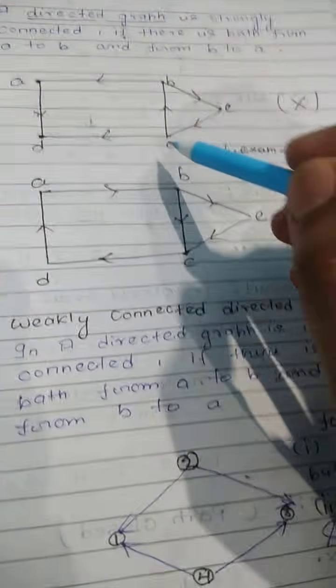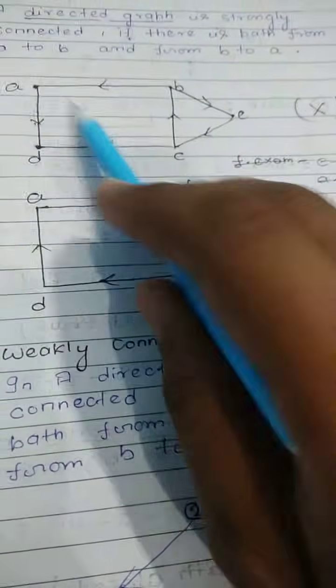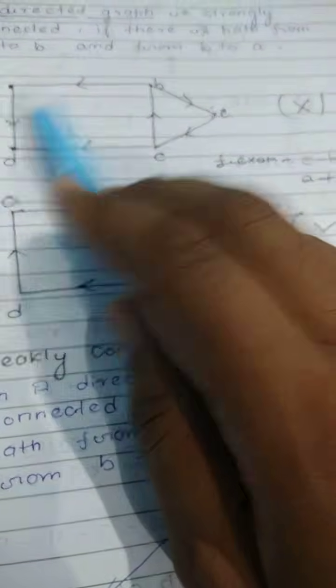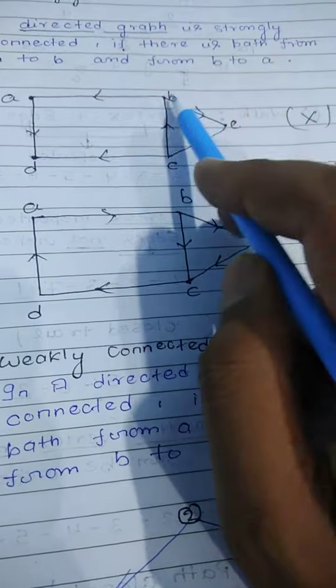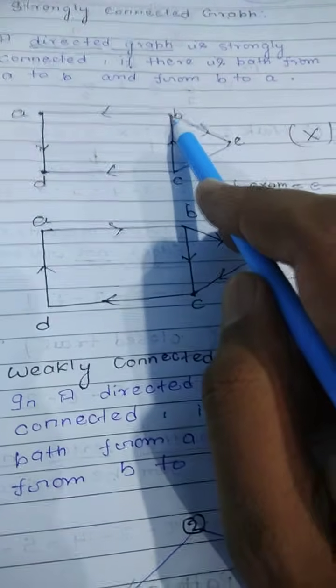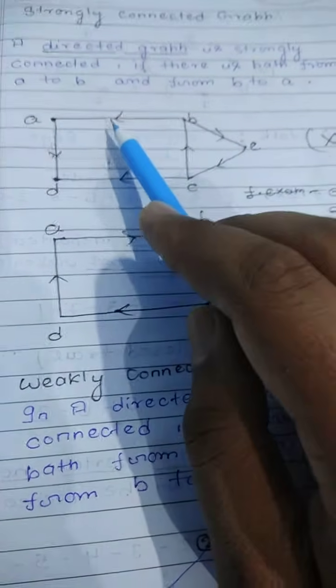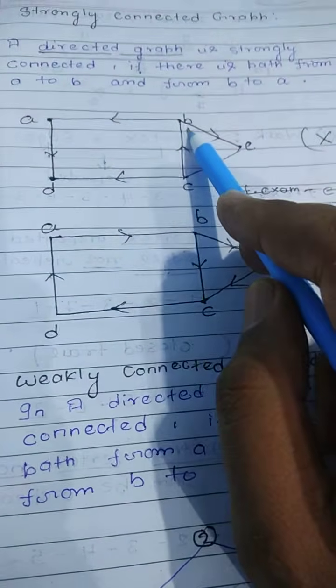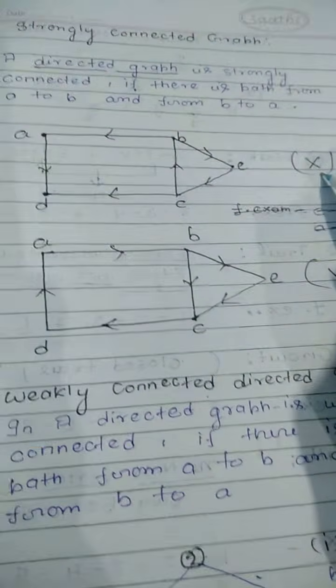Let us see the example. There, in the graph, if we have to go A to B, there is no way, but B to A is a way. That means only one direction way, so that means this is not strongly connected.